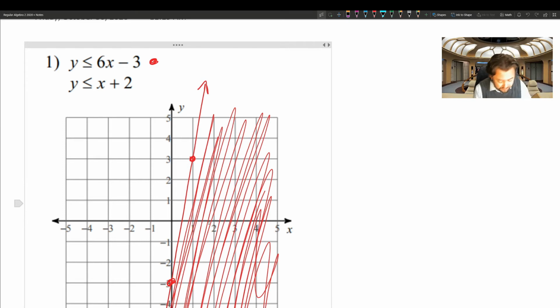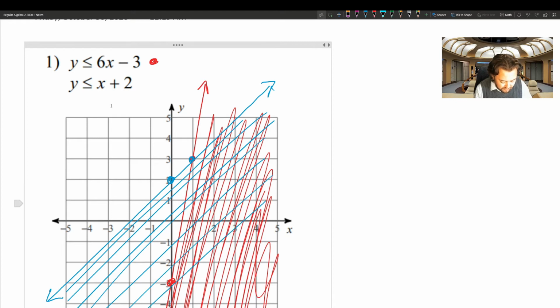I'm going to do x plus 2. So here's my y-intercept 2, and my slope is 1 over 1. Once again, I'm going to look at this and see it's going to be a solid line. And this also says y is less than, so I'll be shading below this blue line.